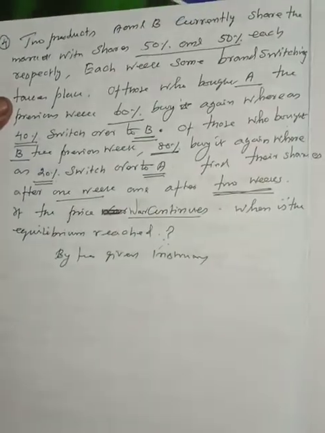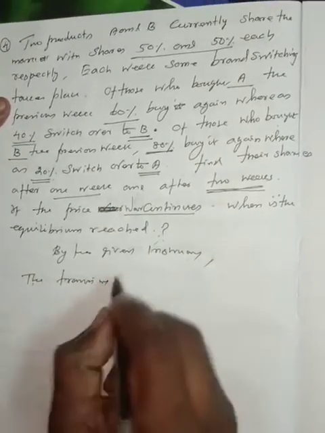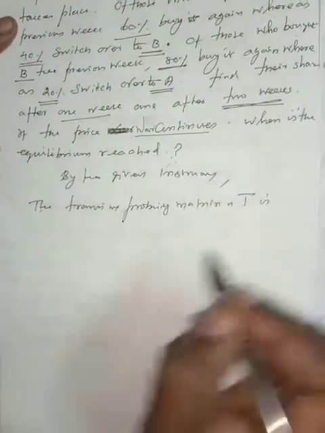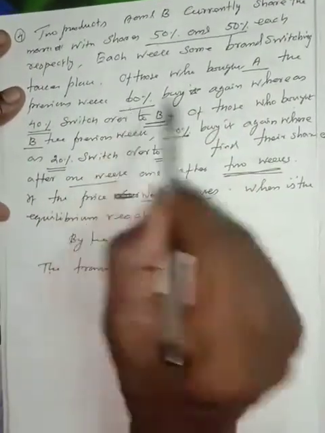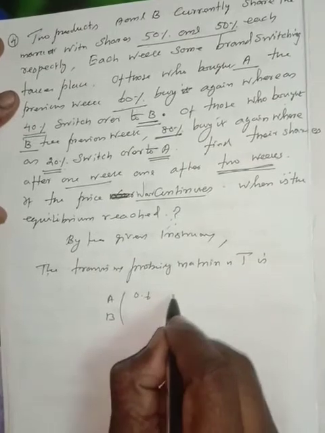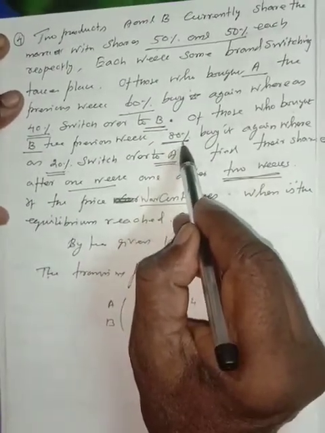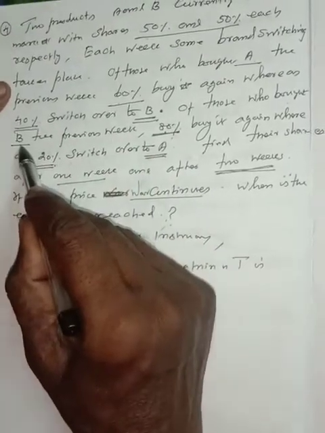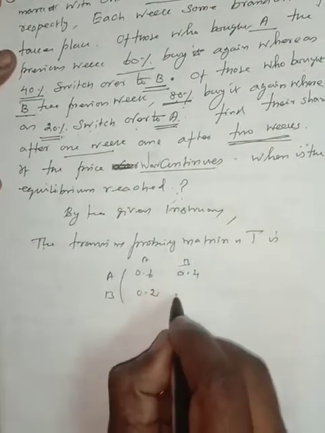By the given section, the transition probability matrix T is a 2x2 matrix for A, B. First A is 60%, B is 40%, so 0.6 and 0.4. Next, A is 20%, so 0.2, and B is 80%, so 0.8. So switch over.